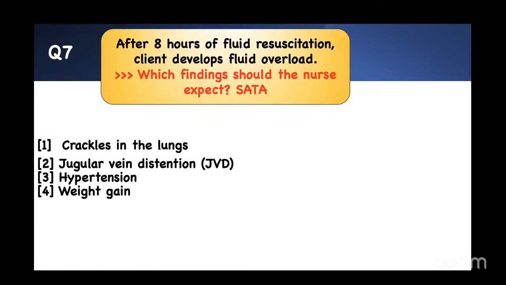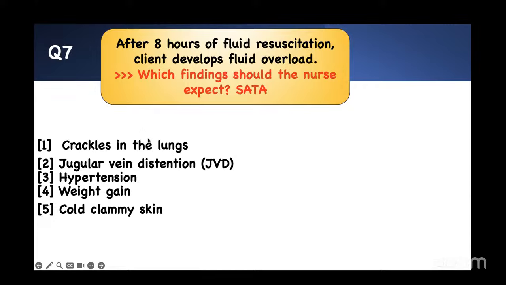Are you going to see hypertension? Is the patient going to gain weight? And do you see cold, clammy skin? What do you think? Crackles in the lung, jugular vein distension, hypertension, weight gain, and cold, clammy skin. Which of these indicates you are fluid overloaded?